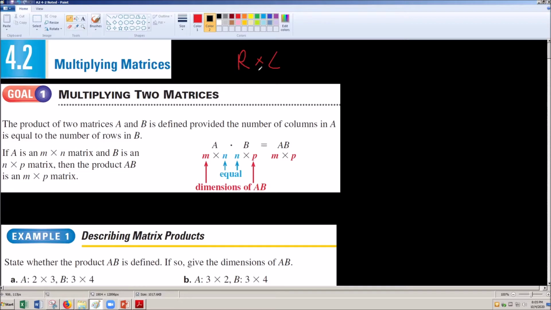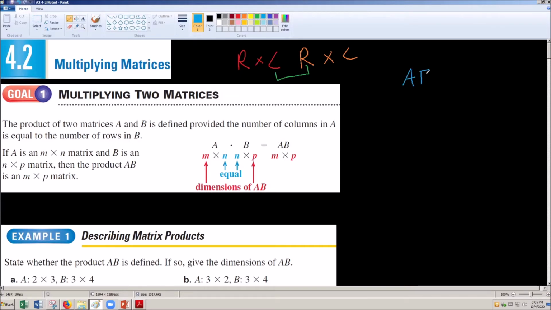When we're thinking about rows and columns for multiplying two matrices, the following needs to be true. When I'm multiplying two matrices together, I want the columns from the matrix on the left to match up with the rows on the matrix on the right. Matrix multiplication is not commutative, so I can't just swap these two around. When I have AB written, it is different than BA.